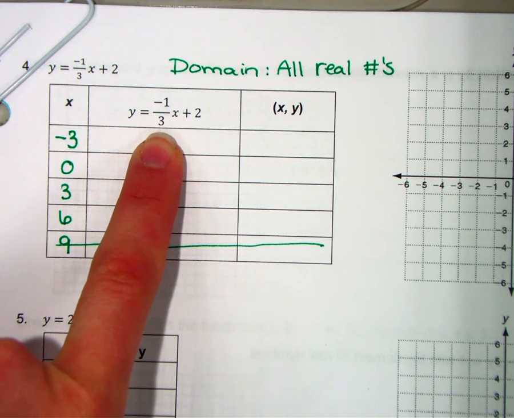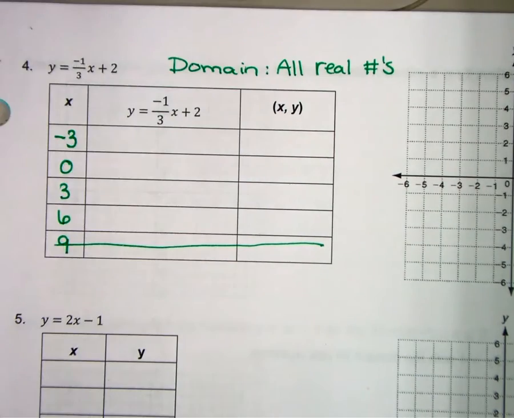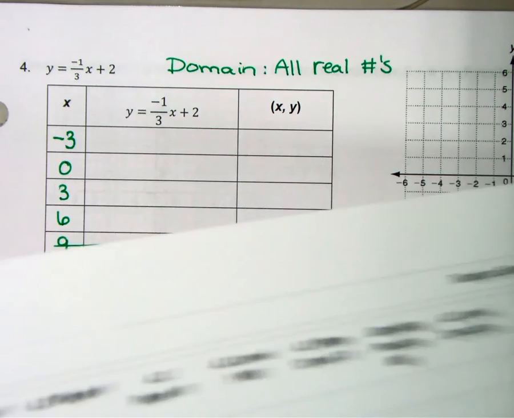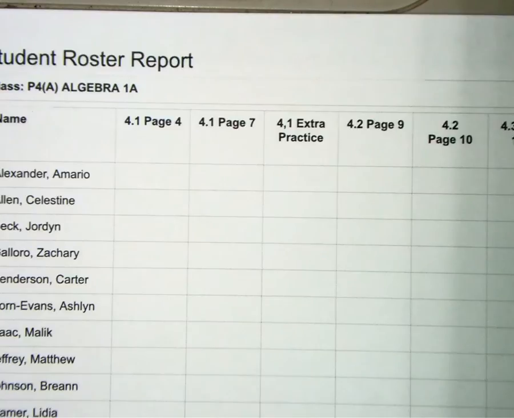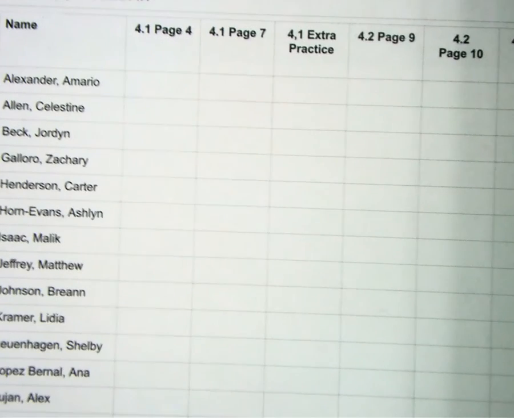Okay. One more thing before I let you go. Sorry. Okay. So this is currently what we have completed. Okay? So here's all of your names, and then here's all the things that we have completed.